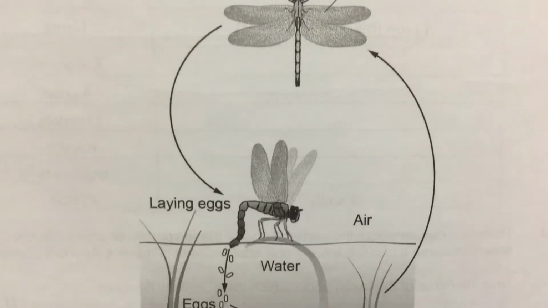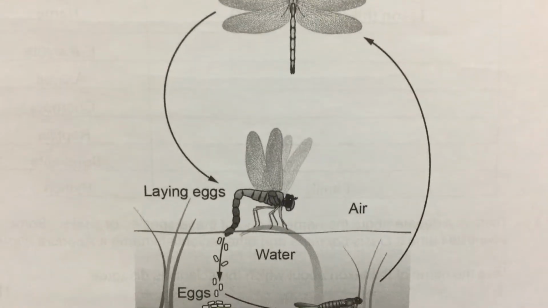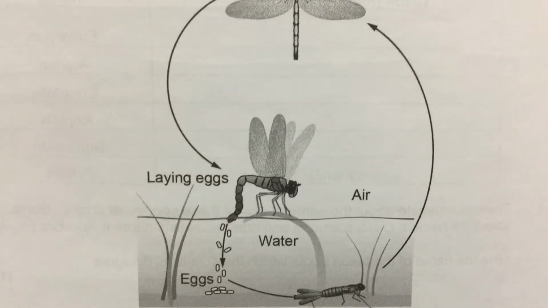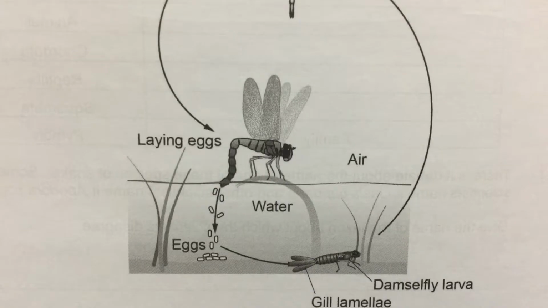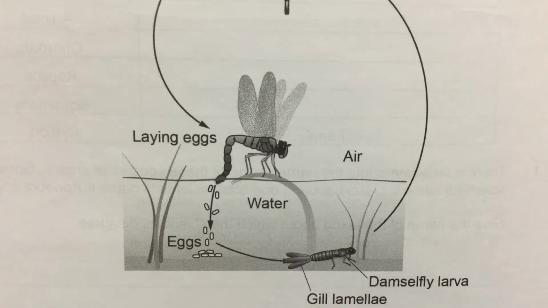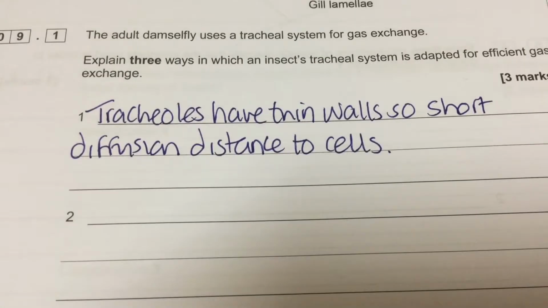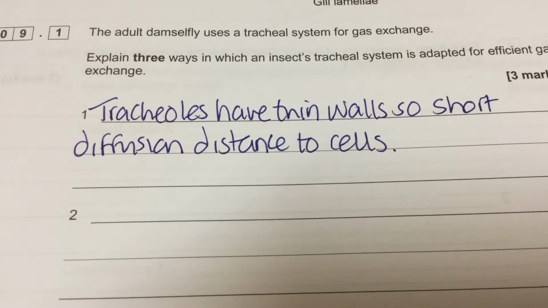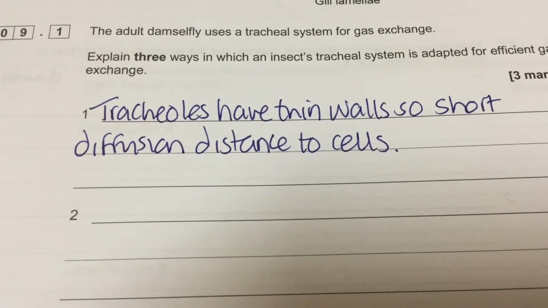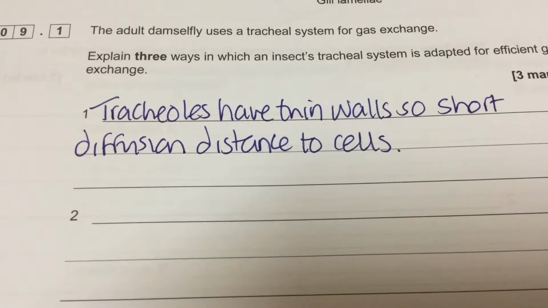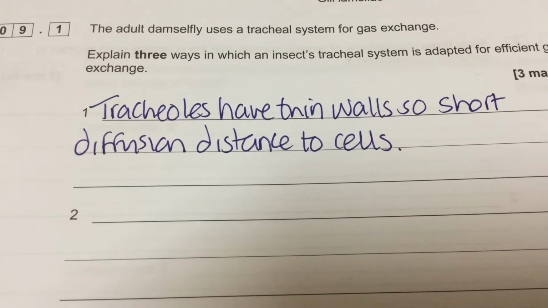In order to answer this question, students need to first identify a feature of the tracheal system and then go on to explain how that chosen feature allows for gas exchange. According to the examiner's report, many students could state that a short diffusion pathway is required, but they couldn't give the feature of the tracheal system that allowed this to make it an efficient system.